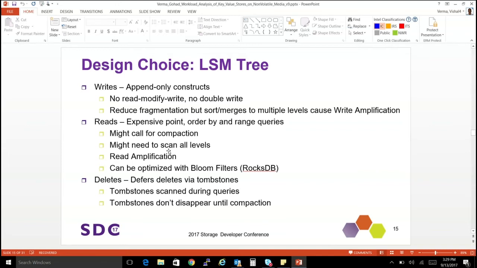Then there are delete operations, which are called deferred deletes via tombstones. So tombstone files keep track of it, and they don't disappear until the compaction process kicks in and starts merging your values. And that's when the tombstone gets deleted. So they are deferred deletes, but when they disappear is determined by the compaction process.